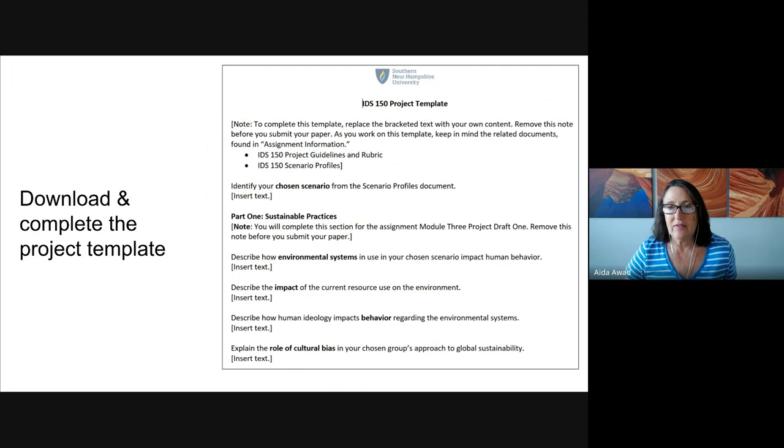Now let's look at the actual template. So you are going to download the project template directly from that guidelines page. It's the same template that you're going to use for this draft as well as for the Module 5 draft. This time you're going to be completing part one. So please make sure that you're using that project template. On the template, you're going to respond to the four questions that are part of part one. Please don't try to write this as a freestanding paper.